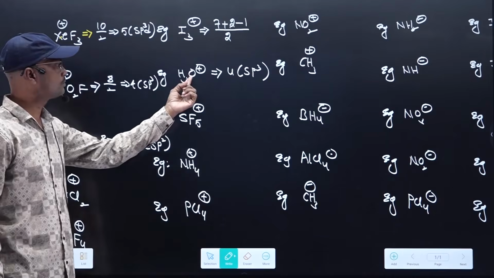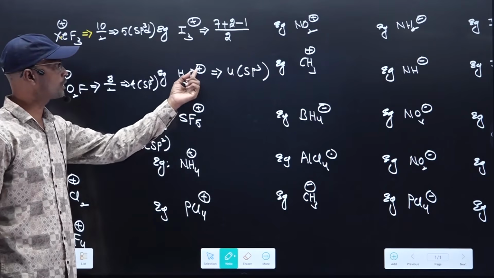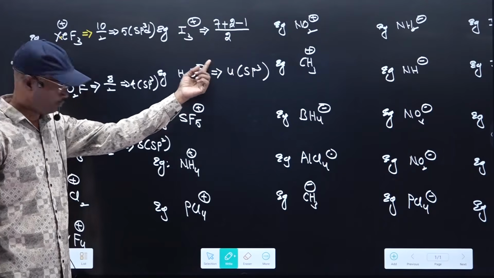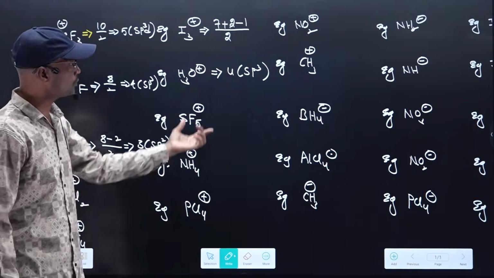Oxygen is 6. 6 plus 3, 9. 9 minus 1, 8. 8 by 2, 4. sp3. Clear? Will you work out all of them the same way?